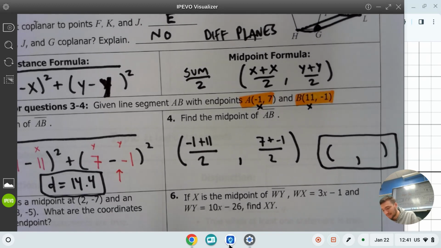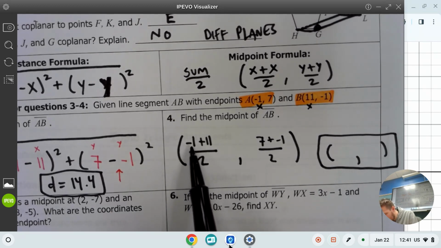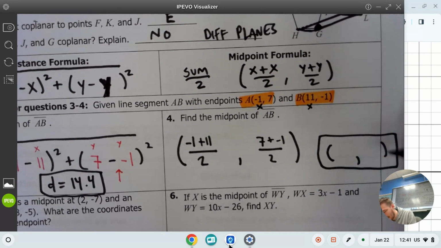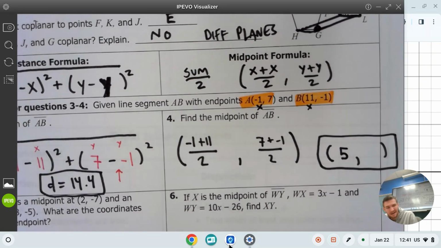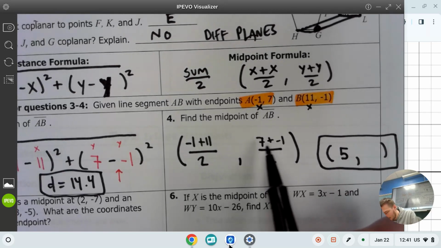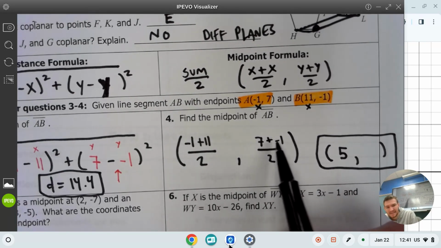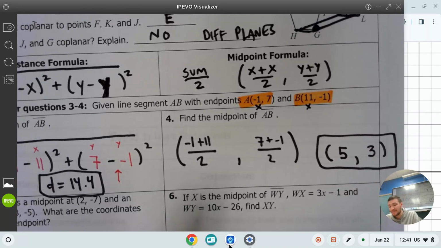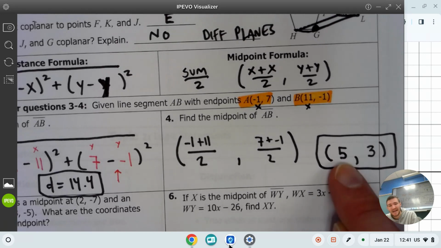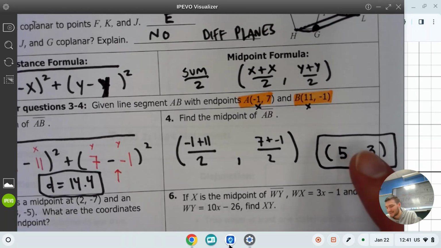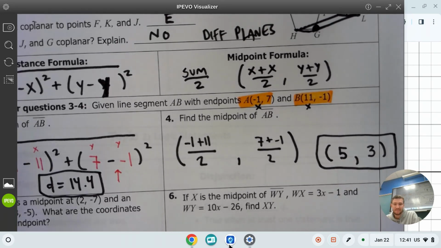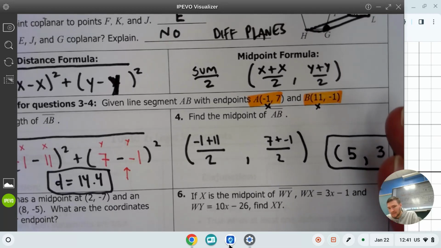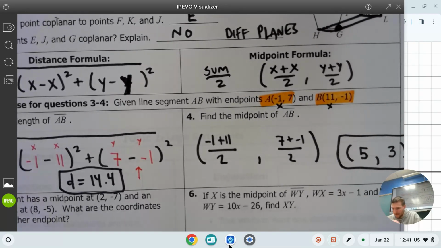And I can do this in my head. -1 plus 11, that's 10. Cut it in half. That's 5. 7 plus -1, that's 6. Cut it in half. That's 3. Sometimes your midpoint does have fractions or decimal coordinates. It can happen. Keeping it moving, keeping it moving.